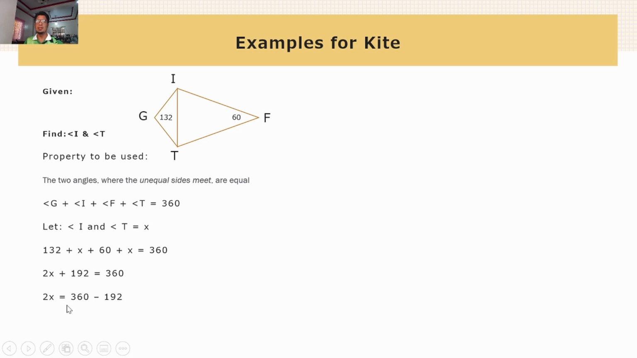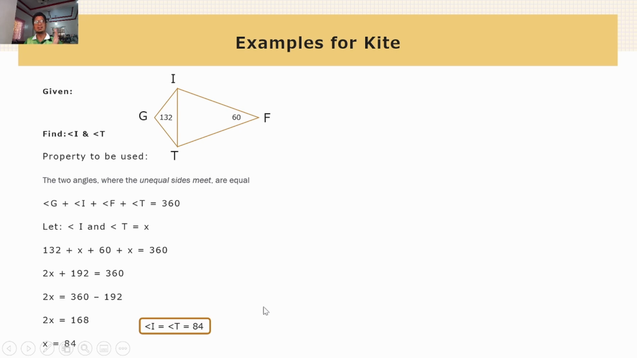So that is 2x is equal to 360 minus 192. Simplifying this, we have here now 2x is equal to 168. We will be removing the value of 2 para x lang yung matira. X is equal to 84. This will be our value for x. Ngayon, dahil yung value ng x, yun po yung kumakatawan sa angle I at saka angle T, palit mo lang. Angle I is equal to angle T is equal to 84. This is our answer.